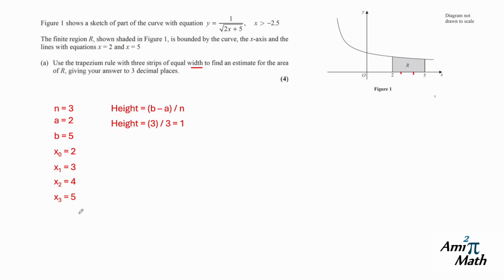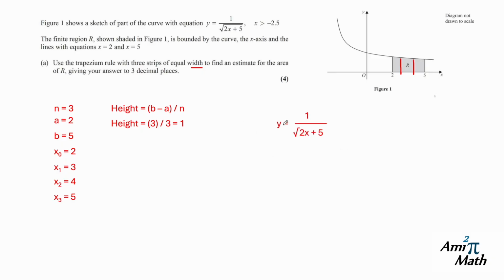And our x3 is 5, and we stop there because it's between 2 and 5. And we can actually see we've got 3 equal strips. And now what we need to do is find the y values for each of these x values. And how do we do that? We just put this x back into this equation and we can find our y.